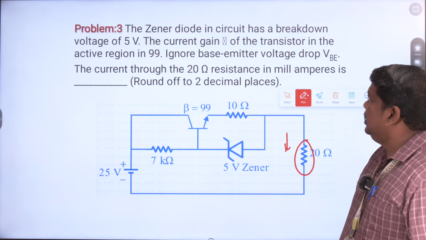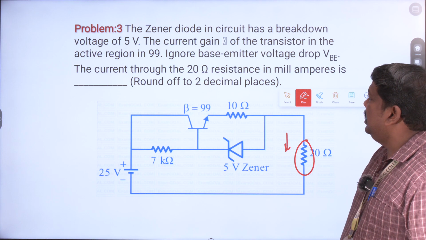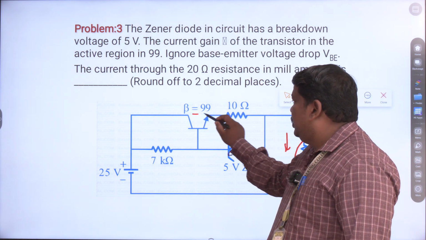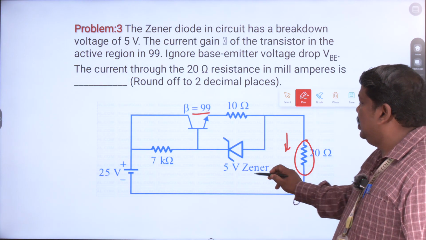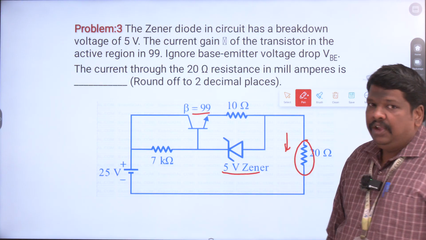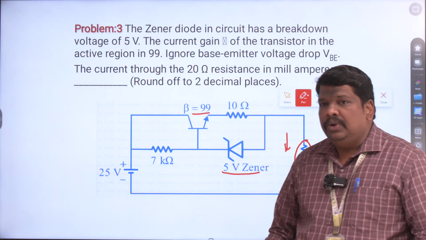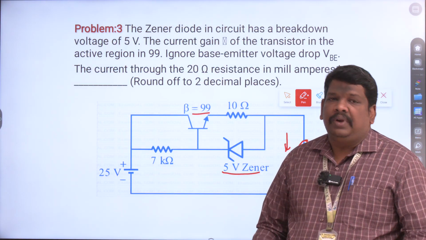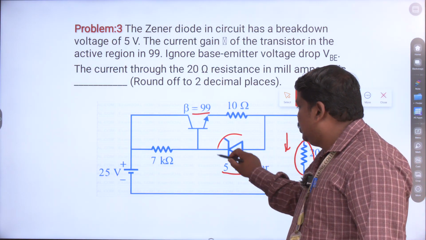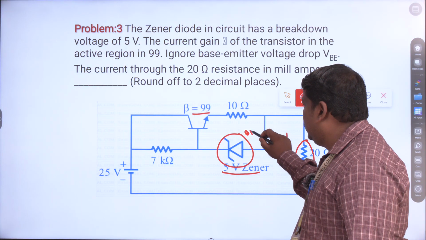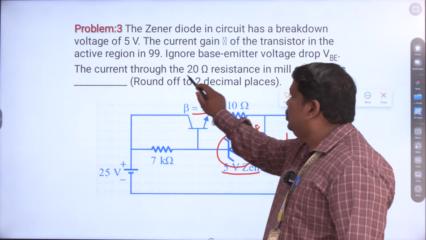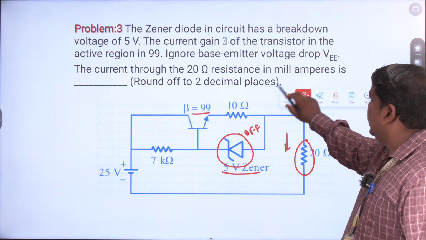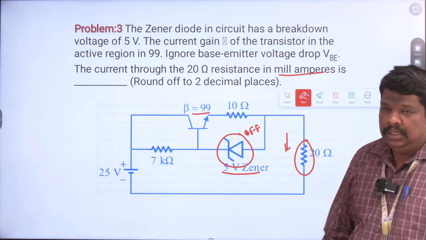Here it is given that the beta value is 99, and the breakdown voltage of the zener diode is given. If it is a breakdown voltage, we know that the diode is in off condition. We're going to find the current through the 20 ohm resistor in milliamperes.